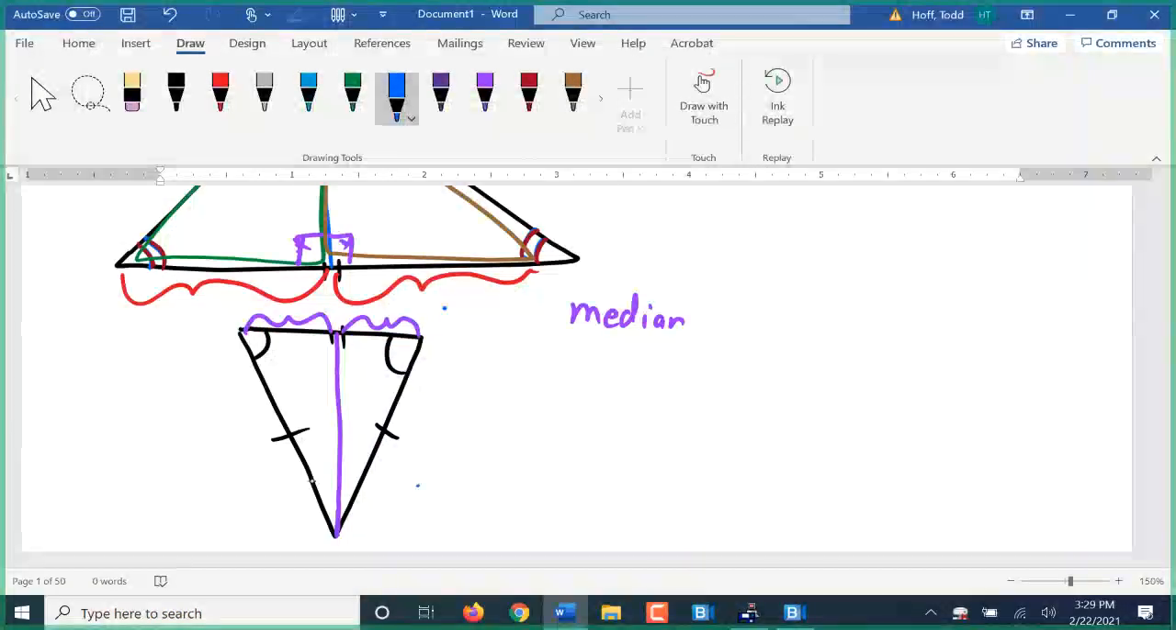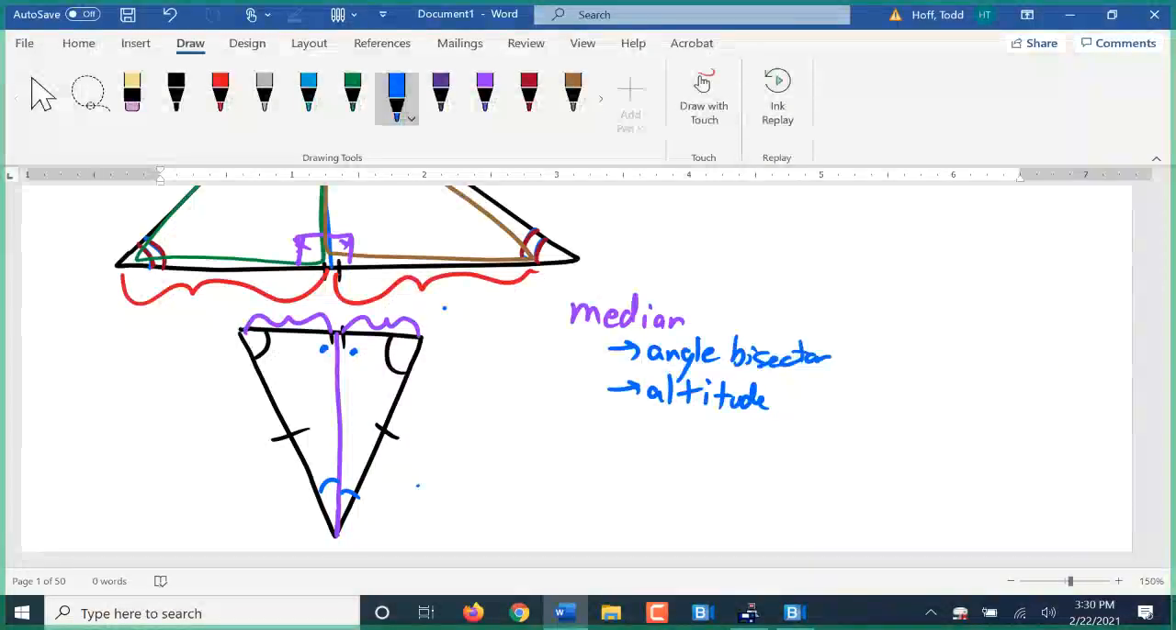So if they're equal, that means this angle has to equal that angle. So it is an angle bisector. These two angles must be equal, but they add up to a straight line, which means they must be right angles. Got it, so it's an altitude.